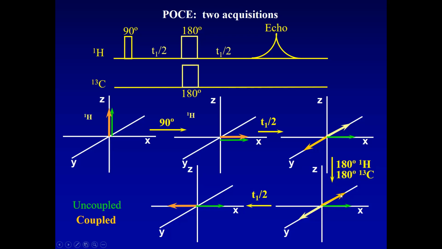When we flip the carbon-13, that causes whatever was rotating, this orange vector was rotating this direction, clockwise. Well, we flip the carbon-13 and we cause it to rotate counterclockwise. This one was going counterclockwise. We flip the carbon-13 and now it's going counterclockwise. And that brings them back to phase on the opposite side of the uncoupled spins.